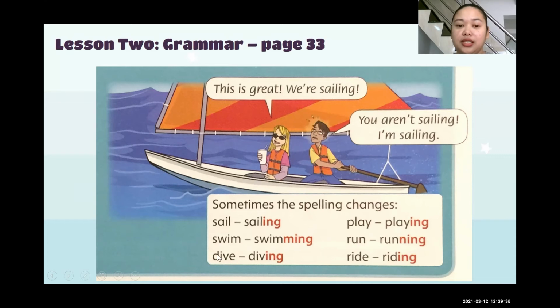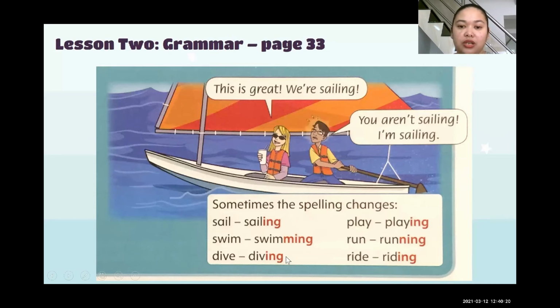How about in words that end with the letter E, like dive? If the verb ends with letter E, we need to drop the E or remove the E and change it to ing. Drop the E or remove the E and add ing. Like this one. Dive. Diving. Here we didn't write the E. We need to drop the E and then change to ing.